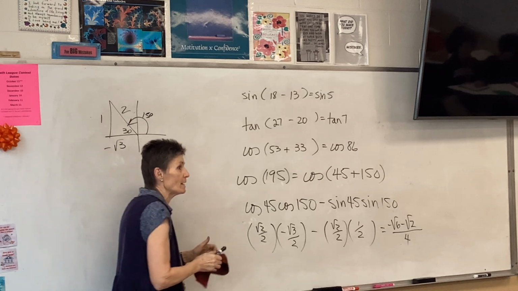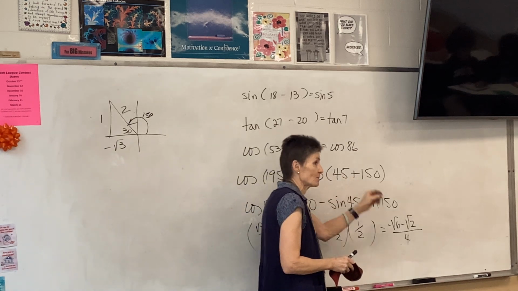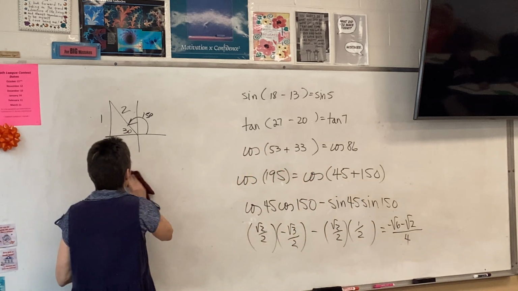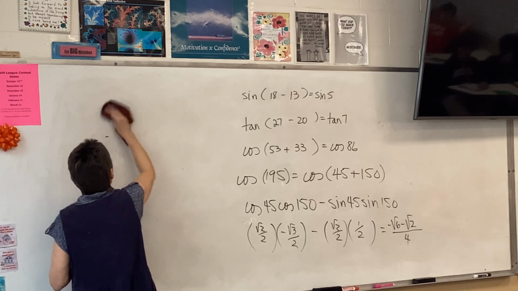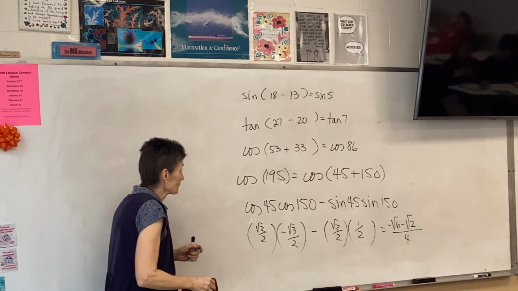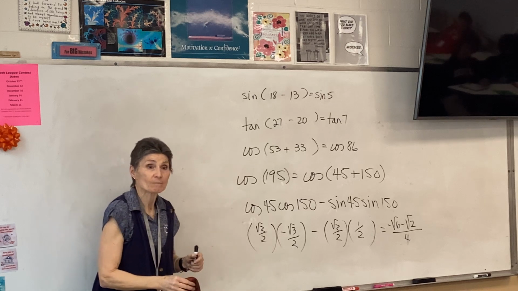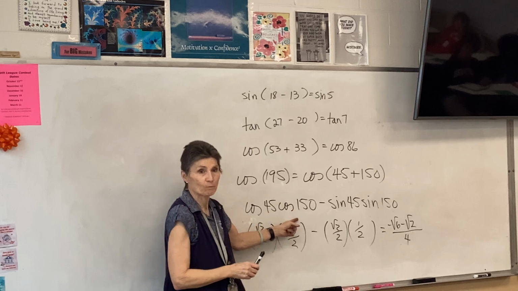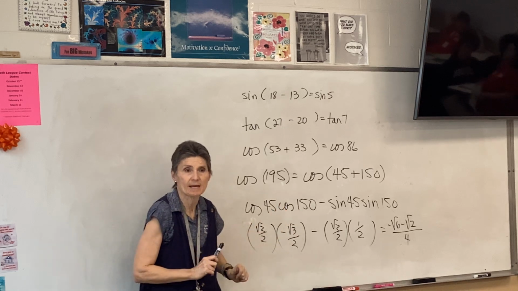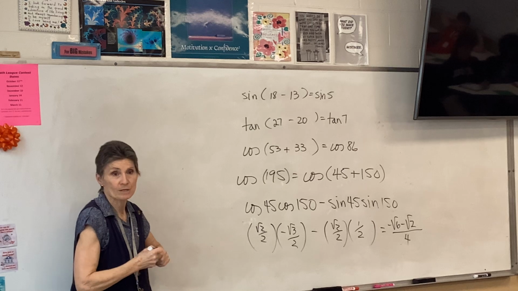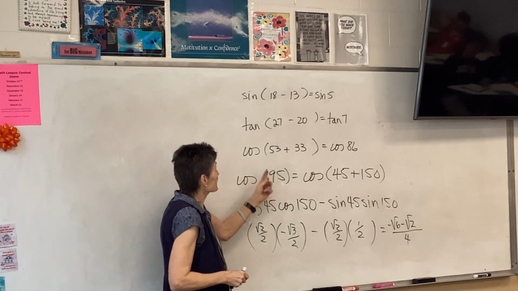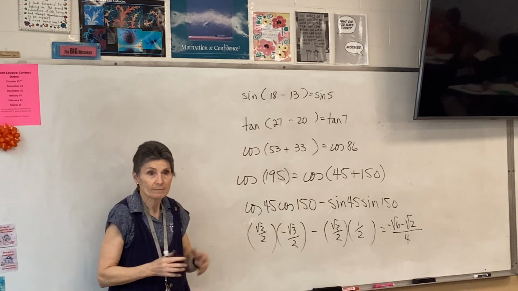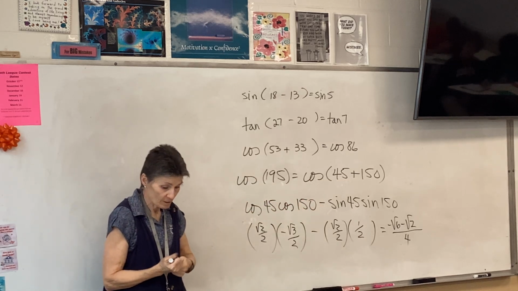Because we're always using 45s, 30s, and 60s, the numbers we're using are always the same. Mrs. Ford, does it matter if you do 150 plus 45 if you wanted to? Oh yeah, that makes no difference at all, because all that'll do is make this cosine 150 cosine 45. So that multiplication is going to be the same. That never matters. Now, be careful. Obviously, if you're subtracting, the order matters, right? But if you're adding, that makes no difference.